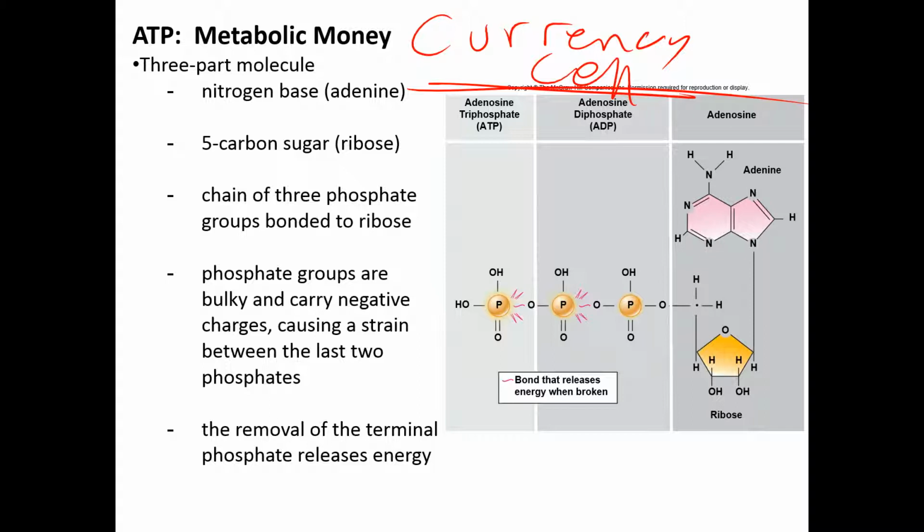Now these 3 phosphate groups don't like to be near one another because they have negative charges. Negative charges close to one another repel. So that puts a strain on these chemical bonds that hold the atoms together. They're so unstable that when you break this bond, you release a tremendous amount of energy that can be used to do work for the cell.